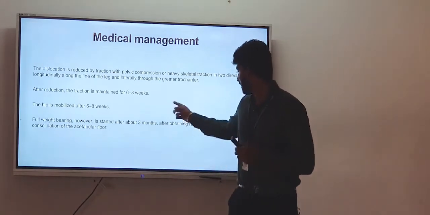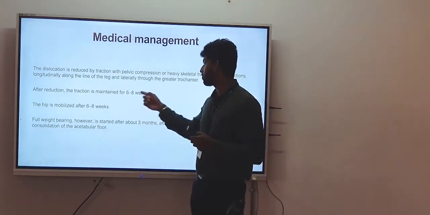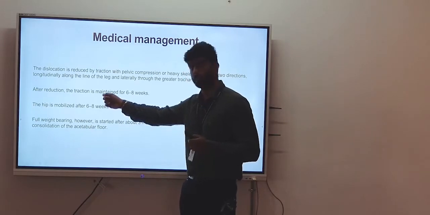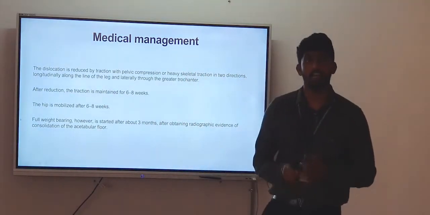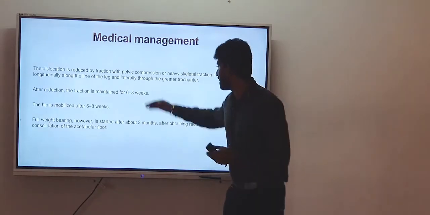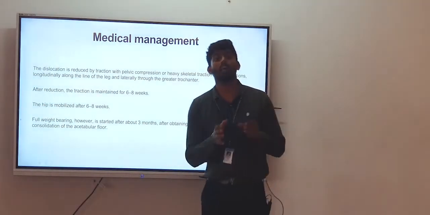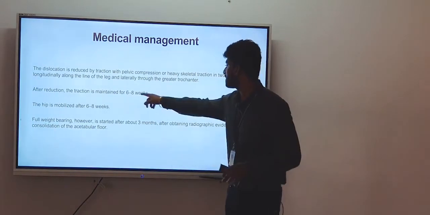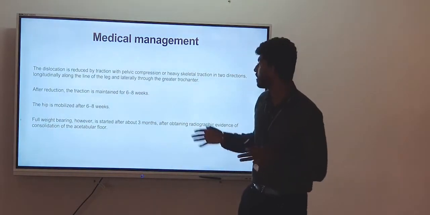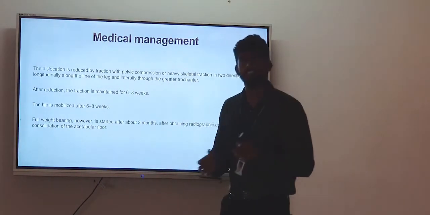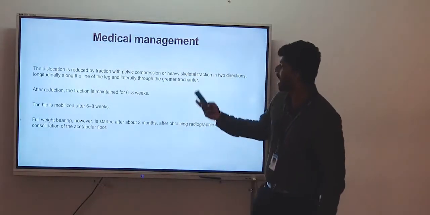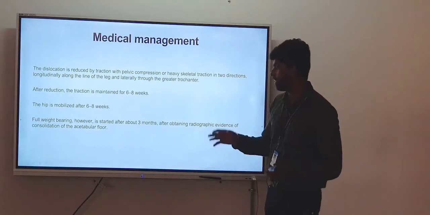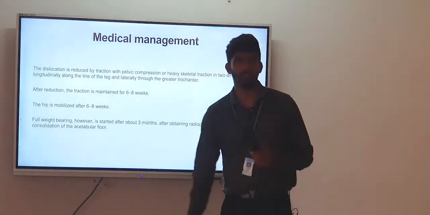So why does the person have to maintain it, or why, as a physiotherapist, do you have to ask them to maintain it for 6 to 8 weeks? It is just because we have done the reduction. It will take some time to heal. So the healing time is 6 to 8 weeks. When we are maintaining this traction within 6 to 8 weeks, it will be able to heal. So after 6 to 8 weeks, we will be able to mobilize the hip joint.